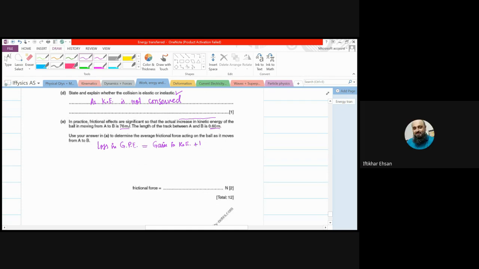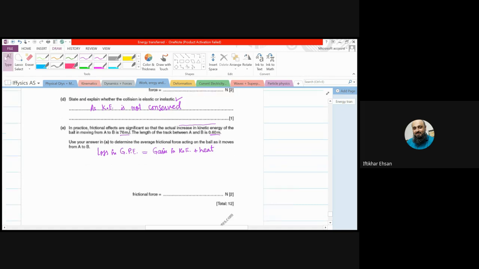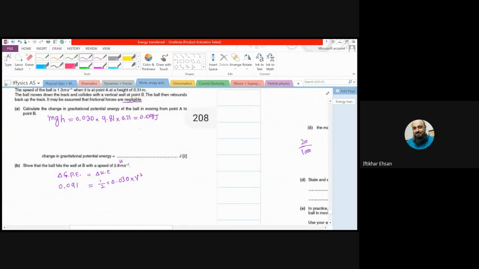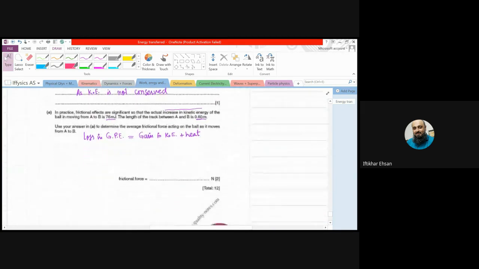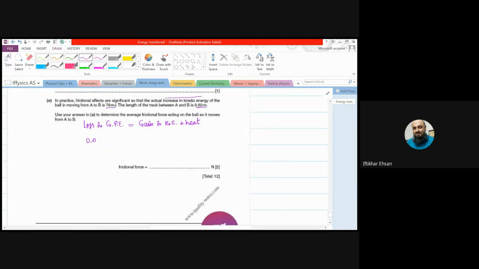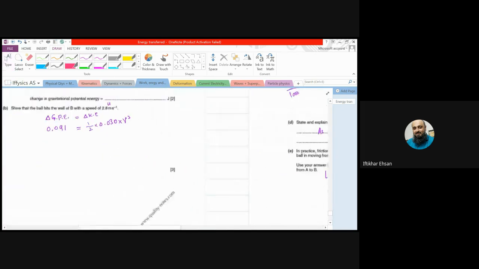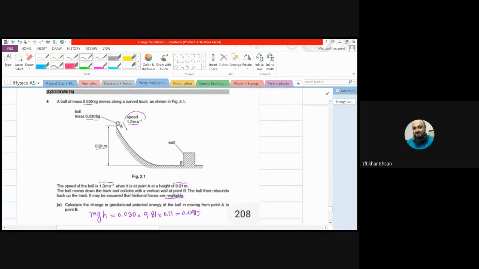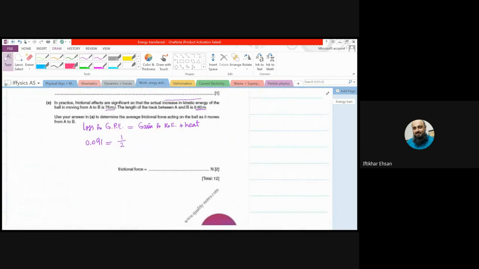Sir, right. Heat always comes towards the side of gain, right? And the loss in gravitational potential energy is mgh, which we have calculated. The gain in kinetic energy will be, here the kinetic energy has not gained. No, no, no. The gain in kinetic energy is half m v squared. This is important. It was having a speed of 1.3 and here it was having a speed of 2.8. Yes, speed has increased. So the gain is, what is the mass?